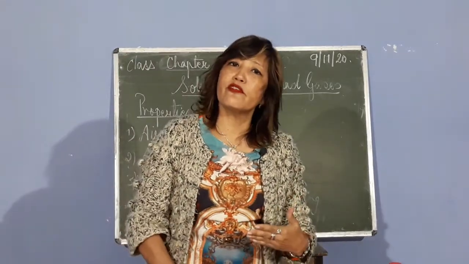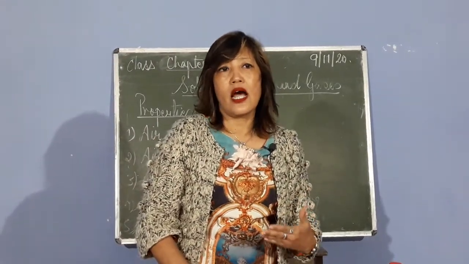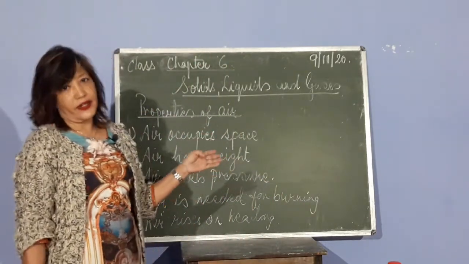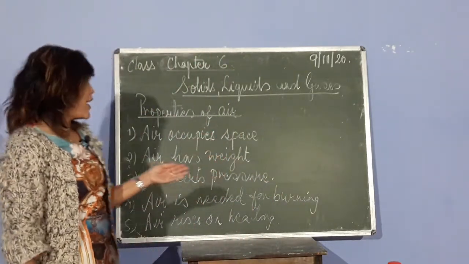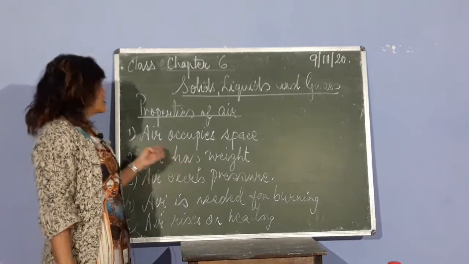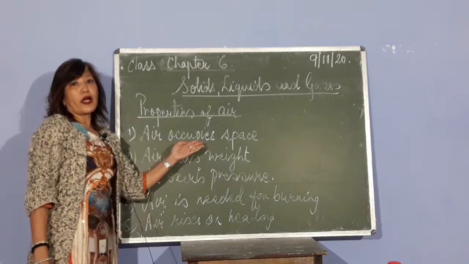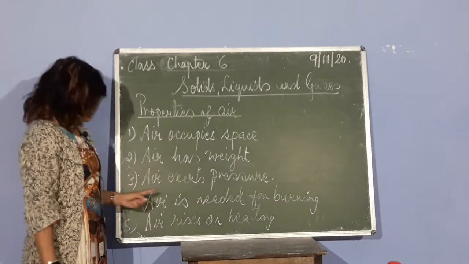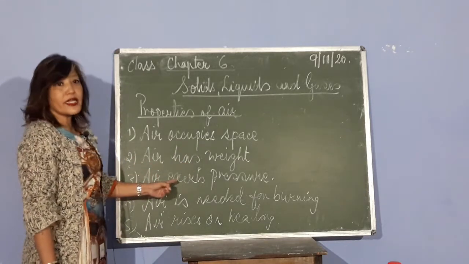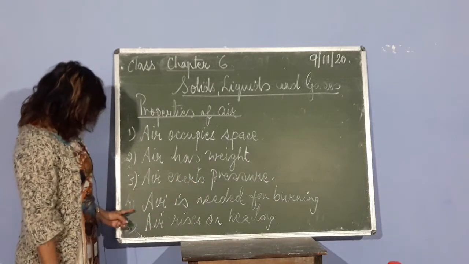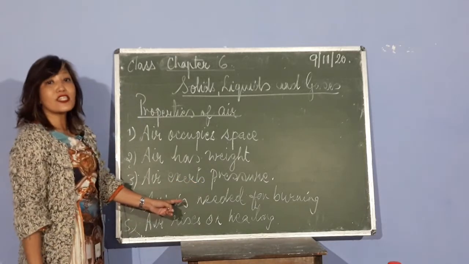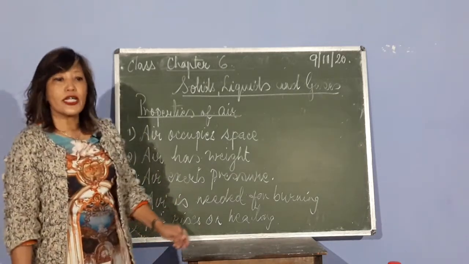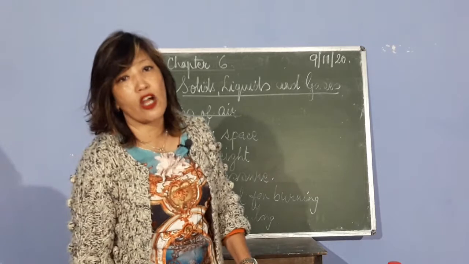Now in my previous class, I discussed with you the properties of air. If you see the properties of air, they are: number 1, air occupies space; number 2, air has weight; number 3, air exerts pressure; number 4, air is needed for burning; and number 5, air rises on heating. So these are the properties of air.